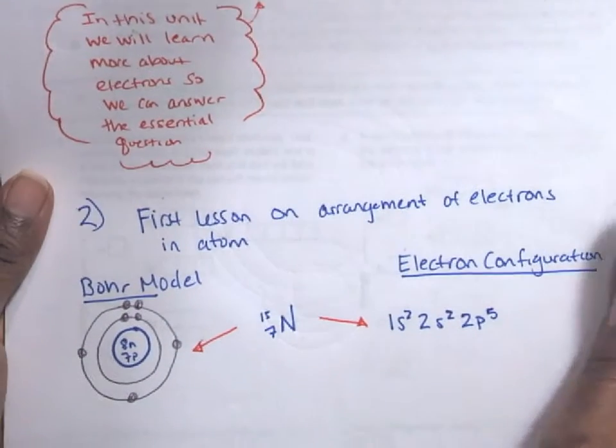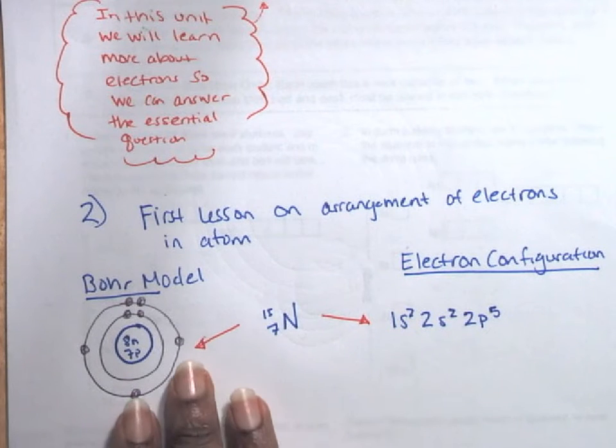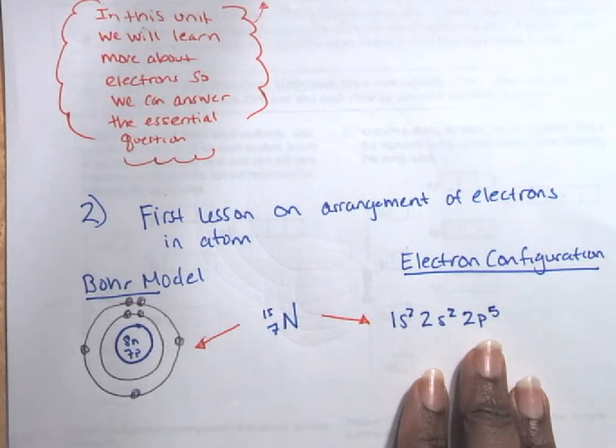So in the first part of Unit 2A we're looking at how the electrons are arranged in an atom. And we're using sort of two systems here: the Bohr model system, which I covered in part 1, and the electron configuration model.